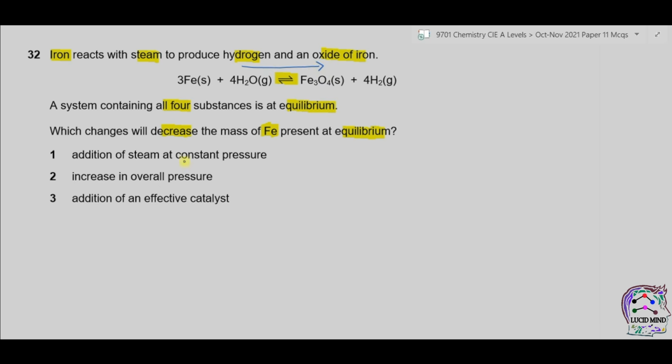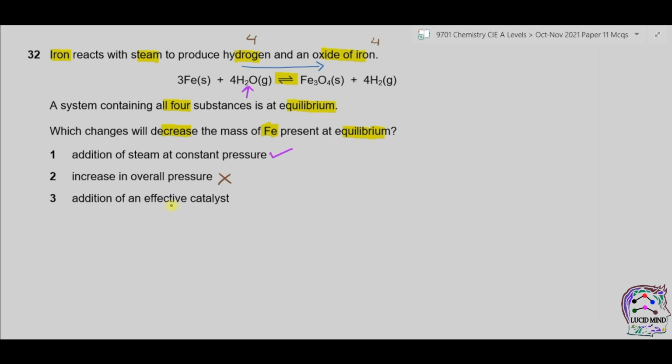First is the addition of steam at constant pressure. If we add more steam, we are actually increasing the reactants. The reaction will move in the forward direction and the amount of iron will be reduced. So this is true. Second, an increase in overall pressure, as we have 4 moles of gases on the reactant side and 4 moles of gases on the product side. So by increasing the pressure, the equilibrium will neither shift in the forward direction nor in the backward direction, as the number of moles of gas is the same.